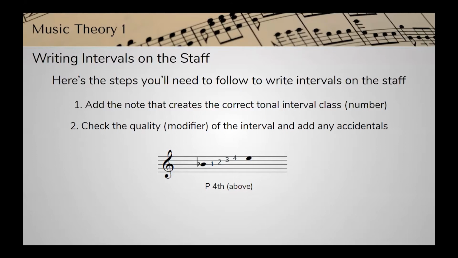A perfect interval, right, will be the same between major and minor. So in this case, this perfect fourth, that E up there, that doesn't actually belong in the scale of this interval. And the scale of this interval is the scale of B flat, right? So that E natural doesn't belong in either B flat major or B flat minor. So instead, it needs to be an E flat to be correct, because that's the note that belongs in the scale of the lowest note. Okay, so that would be the answer for that one. All right, so add the note that creates the correct tonal interval class, the correct number, and then check it, and if you need to, add any accidentals.